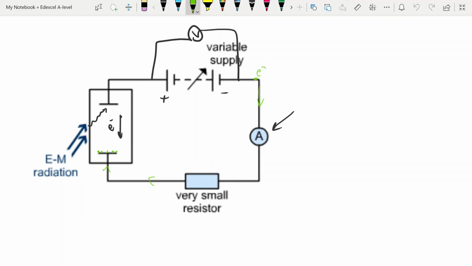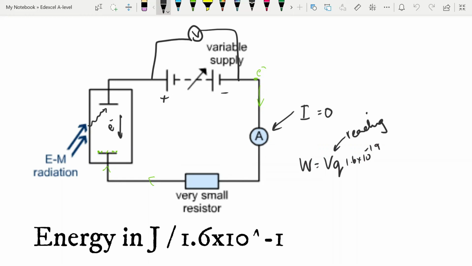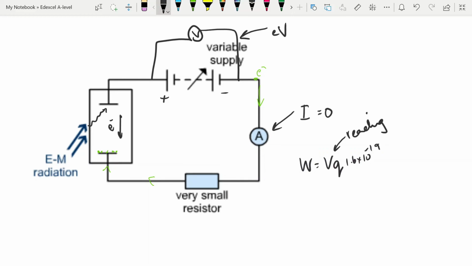The idea is you turn up your supply just enough so that the energy of the electrons you're sending around the circuit exactly balances the energy of the incoming electrons. In other words, that your current drops to zero. Because we know that W is equal to V times Q, and I'm using small q here because we're talking about individual electrons, we know that the energy of those electrons that you're sending around the circuit will be equal to the reading on your voltmeter times 1.6 times 10 to the minus 19. If you wanted your energy in joules, you'd multiply your voltmeter reading by that. However, we know that energy in joules divided by that is electron volts. So actually, your reading on your voltmeter will give you the energy of your photoelectrons in electron volts directly. So if it says 1.5 volts, it means your photoelectrons have a kinetic energy of 1.5 electron volts.